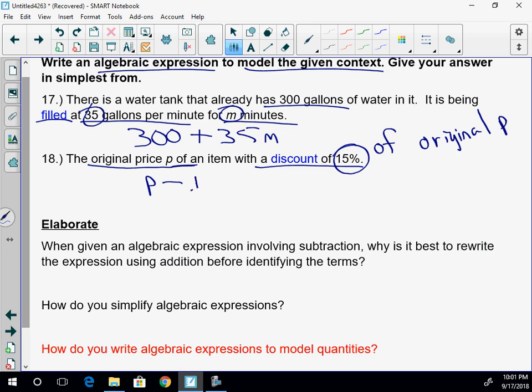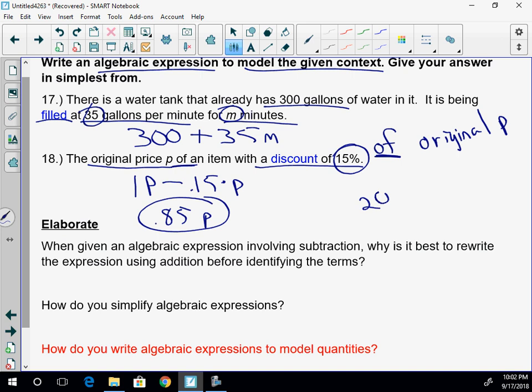15% of the original price. 15%, 0.15 is a decimal. Of means multiply times P. And again, to simplify that, I got 1P. I subtract 0.15P, and I end up with 0.85P. All right?